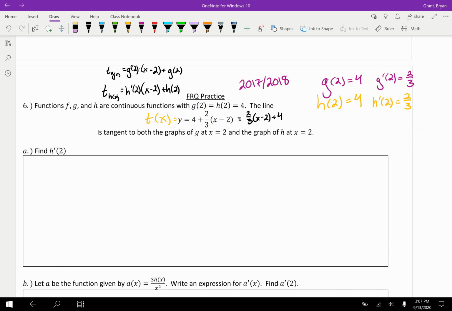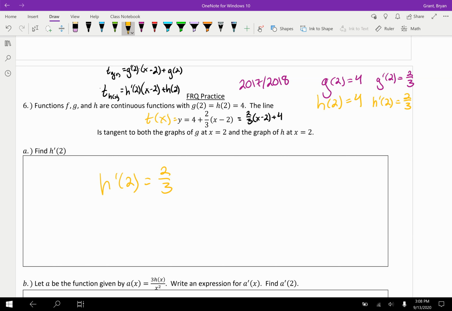So in fact, they didn't even ask for any work here. All you need to put here is h prime of 2 equals 2/3. If it makes you feel happy, you can write a sentence. You can say, we knew this because the tangent line has a slope of 2/3, and in order for 2 functions to be tangent, then they have to have the same slope at that point, something like that.